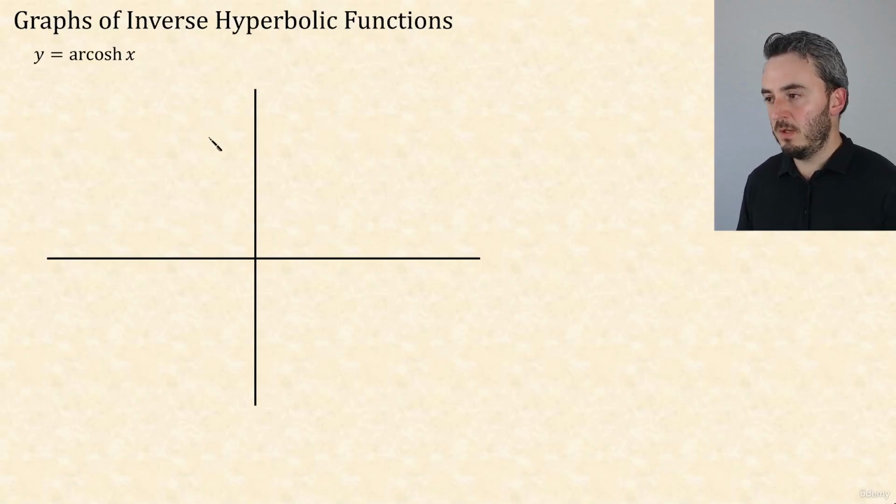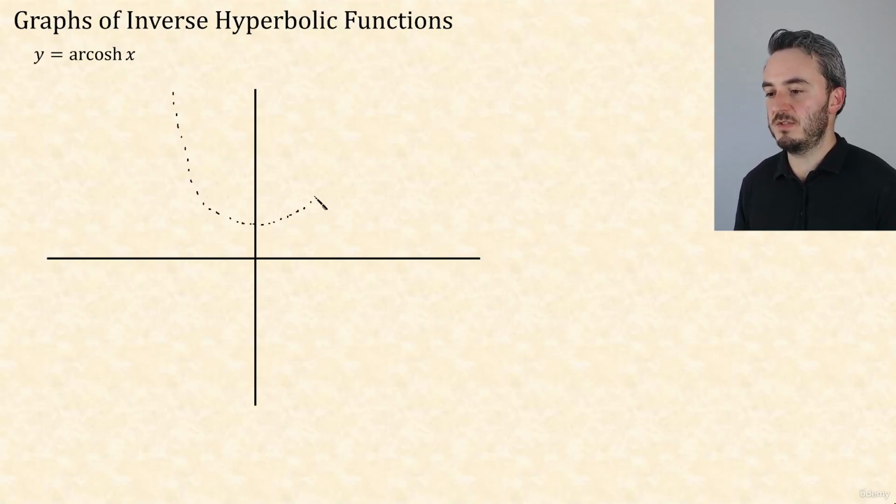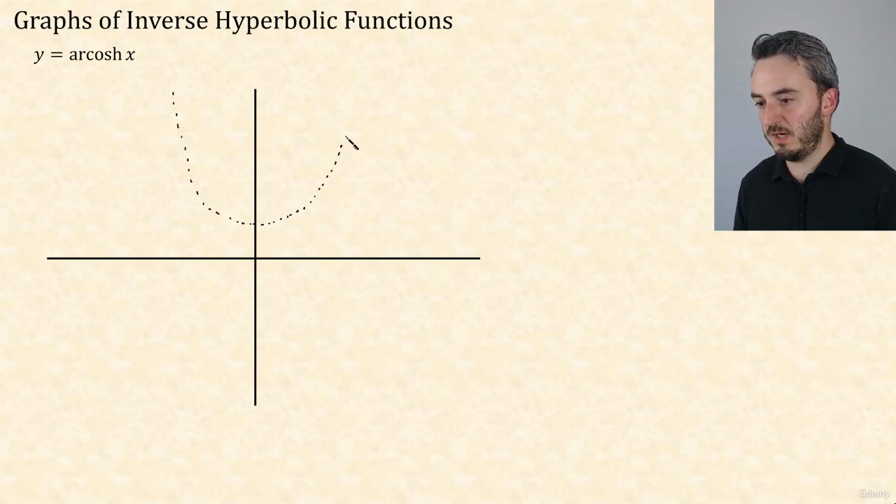So, how do we draw arcosh? That's the inverse of cosh. Well, consider what cosh looks like. Cosh, which is drawn with a dotted line, looks like this. I mean, it looks a bit like a parabola, except it's not a parabola. It's basically exponential on both sides. Now, we can't take the inverse of all of this because it wouldn't get a function. We wouldn't get a one-to-one function.